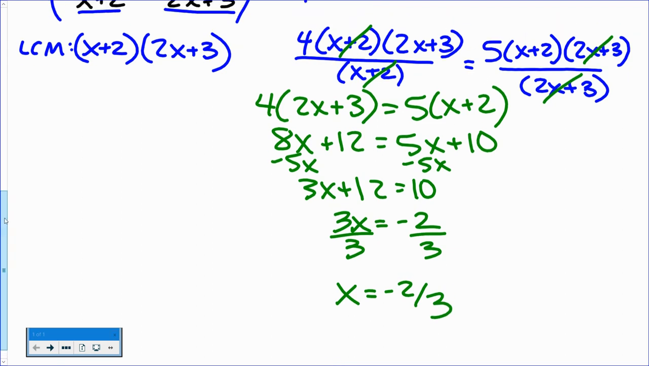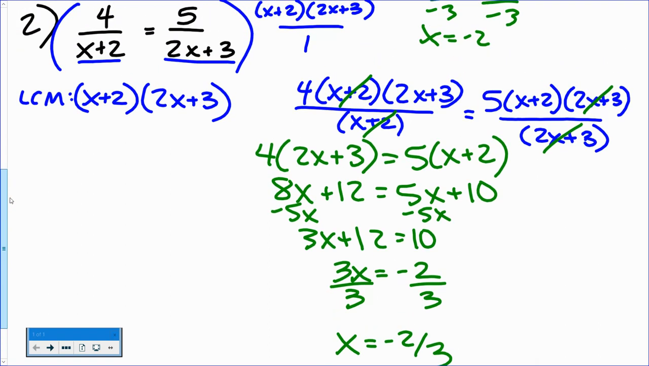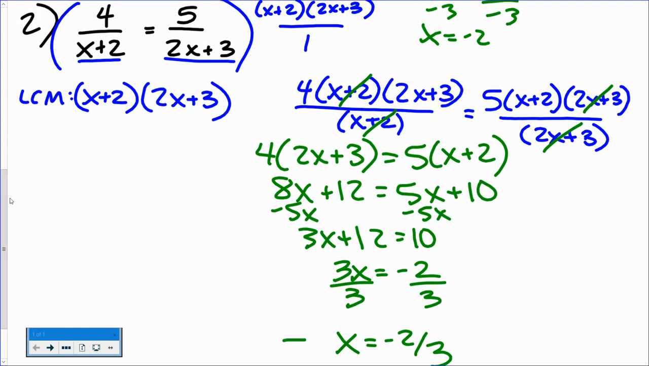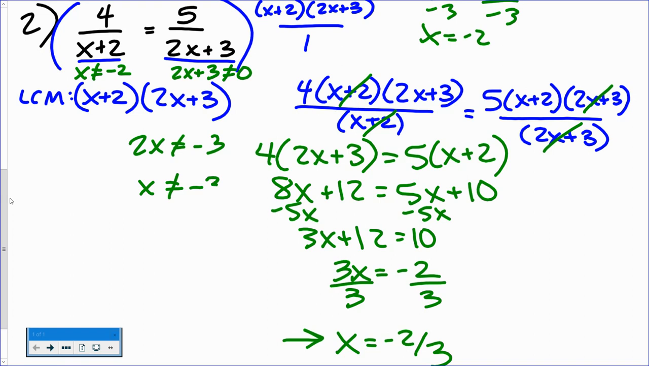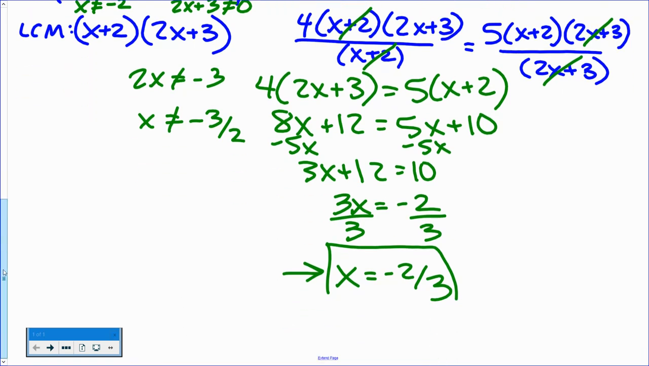Something you do need to double check. We've been talking a lot about restrictions on our variables, so you've got to make sure that this answer is not one of my restrictions. That's one of the reasons why I've been saying x cannot equal this. When we get to equations, we need to pay attention to that. So x could not equal negative 2. We didn't get negative 2, so that's fine. And here, if I subtract 3 over and divide by 2, x cannot equal negative 3/2. So we're okay with a negative 2/3. Okay.